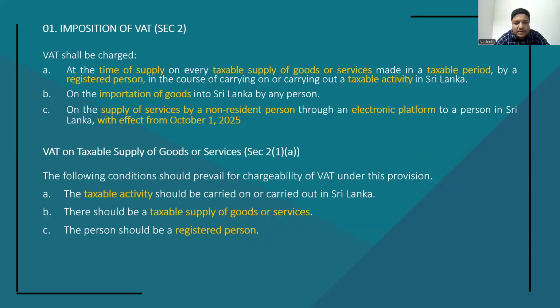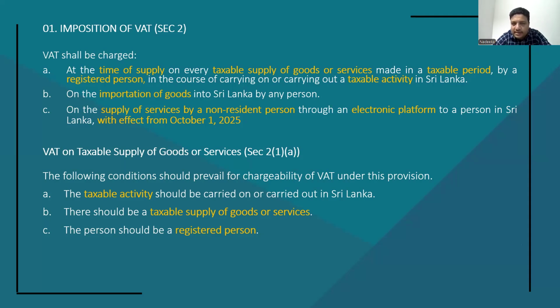If we go back to section 2, VAT is charged on what? Taxable supply of goods or services. So basically, exempt supplies or non-taxable supplies are not covered within the scope, right? VAT is not charged on non-taxable supplies or exempt supplies. So what is covered here is only the taxable supply of goods or services. It could be supplies chargeable at the standard rate, or supplies chargeable at the zero rate. Right. Then, made in a taxable period.